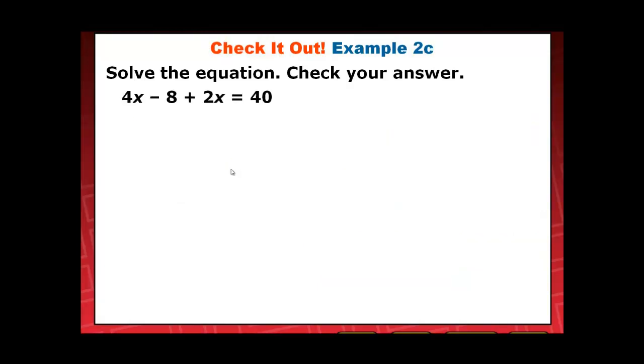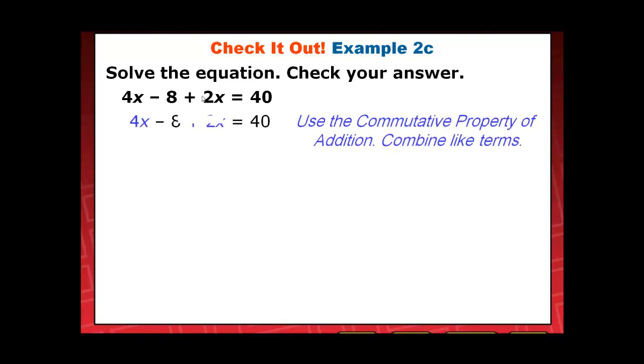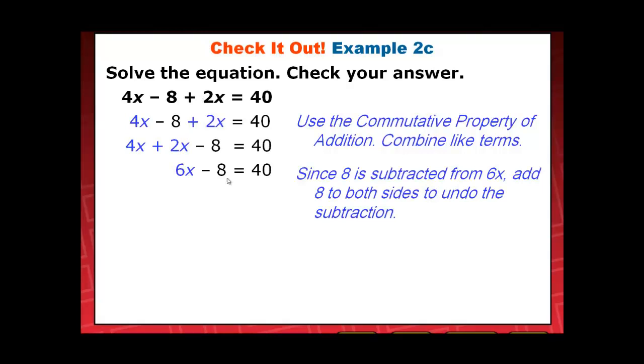Let's check another example. We have here 4x, negative 8 plus 2x equals 40. So what we will do, we will take the like terms. What is the like terms? 4x and plus 2x. 4 and 2 equals 6x, negative 8 equals 40. We'll check the like terms together, and negative 8 here is subtraction, so we will add 8 in both sides.